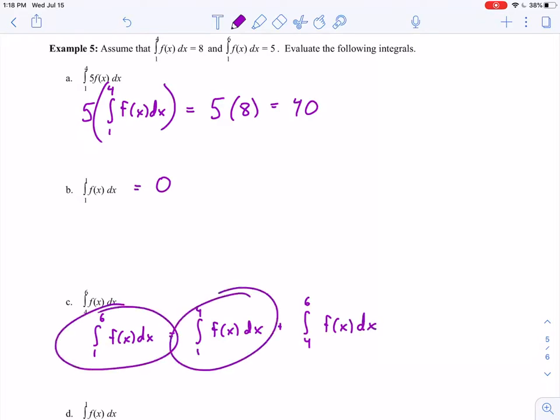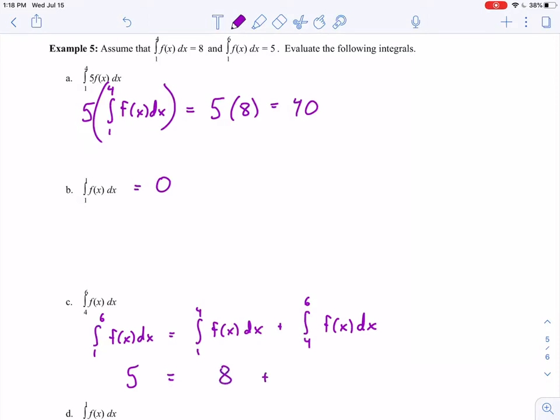I know what these two values are. Those two values are 8 and 5. So I can just now take those two numbers and plug them in. So I have, let's see, definite integral from 1 to 6. We said that was 5, is equal to definite integral from 1 to 4 of f of x. We said that was 8, plus, I don't know what this integral is. I'm sort of treating this almost like my variable here. I can just solve this equation algebraically. If I subtract 8 from each side, I should end up with negative 3 is equal to the definite integral from 4 to 6 of f of x dx.